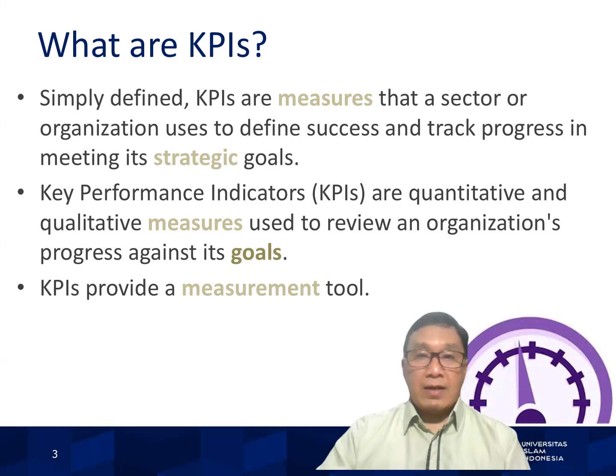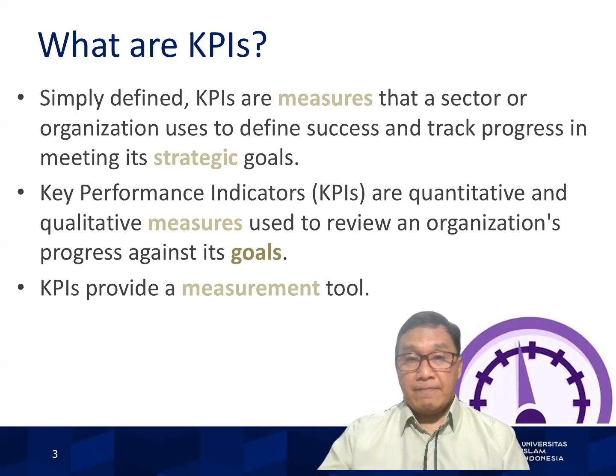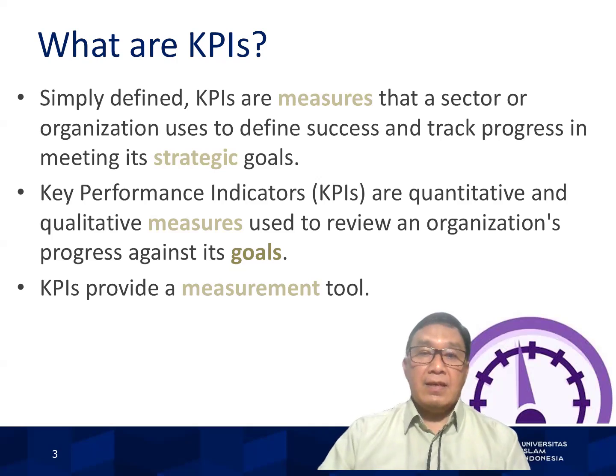So there are two functions of the KPIs. First, whether the objective of the organization has been achieved, and the second one, whether the progress is on track. That's the purpose of KPIs.